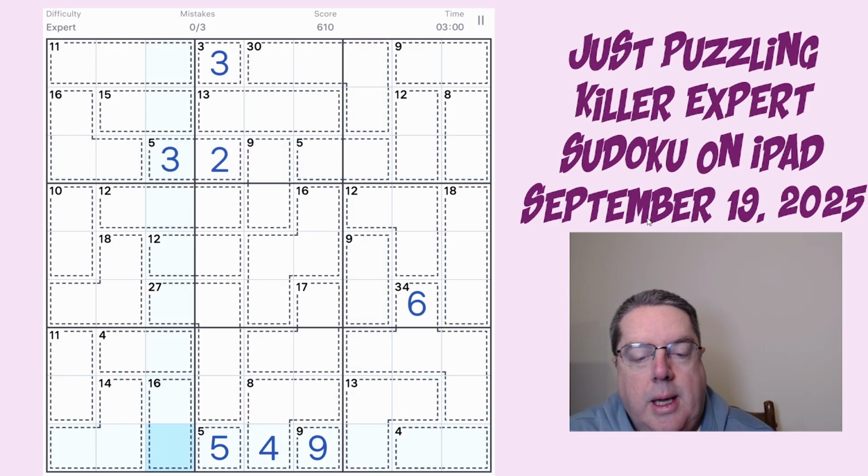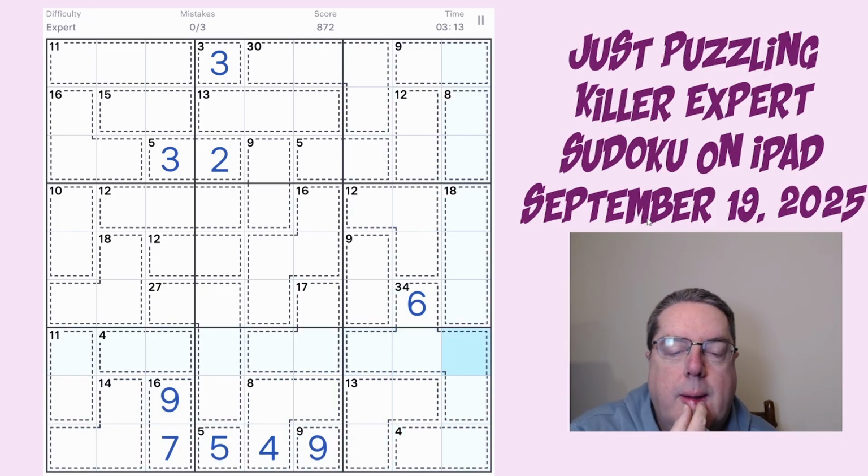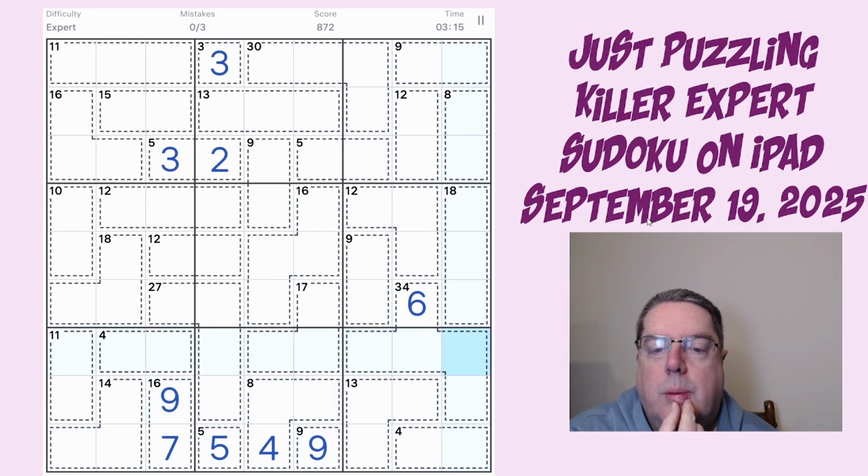Okay, so here is a box of 16. This can be 9 and 7 only. Because of the 9 here, this is going to be a 9, leaving this to be a 7. So as we do the Sudoku rules, 9 has to be in this row here somewhere. Okay, what else have we got?